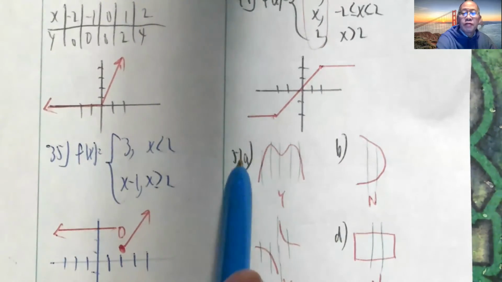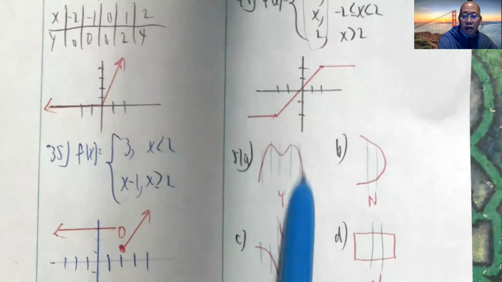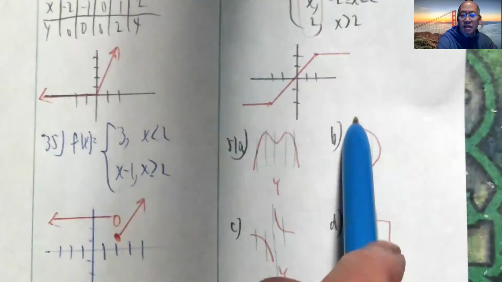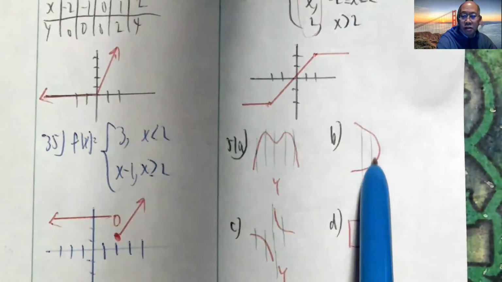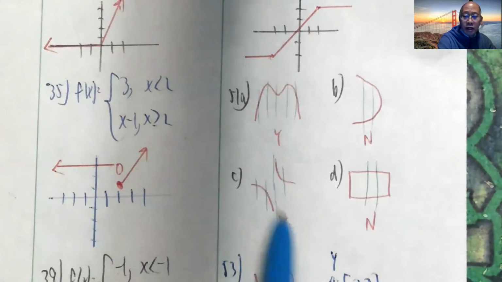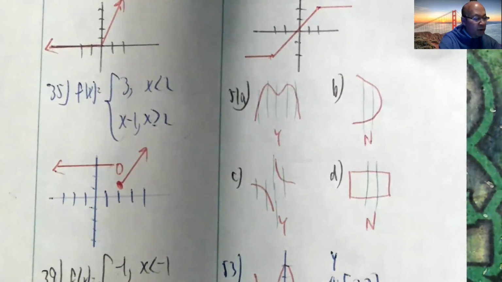Okay, functions pass the vertical line test. So 51a is a function. If I draw a vertical line anywhere, it'll touch at only one point at the most. So yes, that's a function. B is not a function. I can draw a vertical line which touches 2 points. C is a function. If I draw a vertical line anywhere, it's not going to touch at 2 points. D is not a function. It'll touch at 2 points.